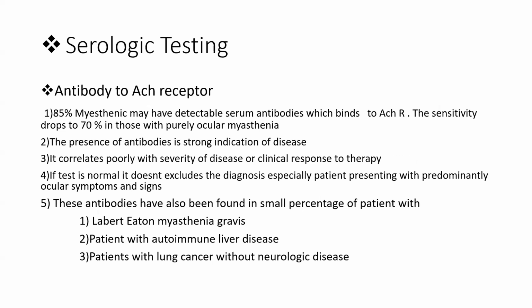Now regarding serological tests, antibody to acetylcholine receptor. 85% of myasthenics may have detectable serum antibodies which bind to the acetylcholine receptor. The sensitivity drops to 70% in those with purely ocular myasthenia. The presence of antibodies is a strong indication of the disease. It correlates poorly with the severity of disease or clinical response to therapy.